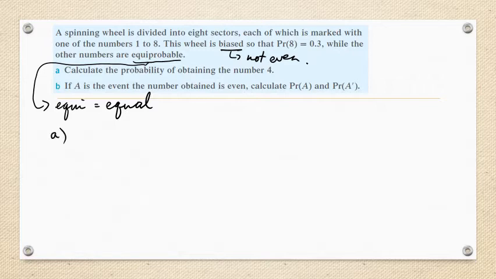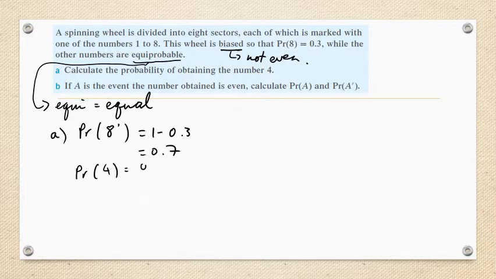Okay, calculate the probability of obtaining the number 4. Now we can see that the probability of 8 is 0.3, so what we need to do is find the rest of them. So probability of it not being an 8, because 4 is not an 8, is 1 minus 0.3. And then that's 0.7. Now we have 7 numbers left. So that means we take that probability and divide it by 7. So the probability of 4 is 0.1.